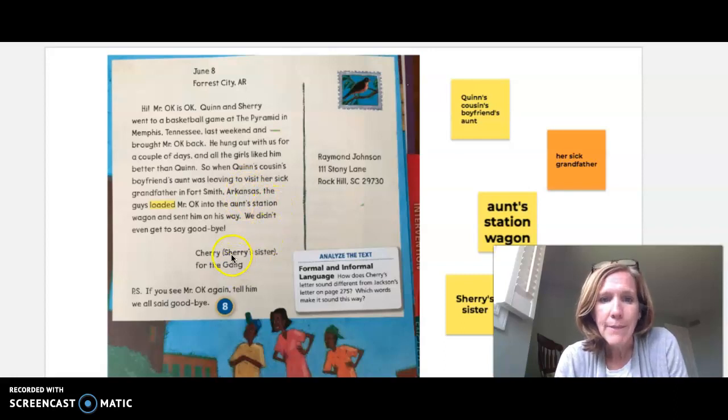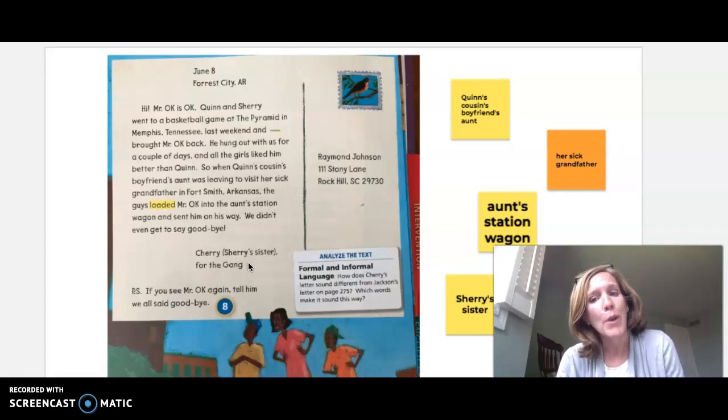And then down here again, Sherry's sister. Sister belongs to Sherry, so we have the word Sherry, and it does not end in an S, so we add an apostrophe and S, okay? But there's another place where there's possession, but they don't use a possessive noun, they use a possessive pronoun. And remember, a pronoun takes the place of a noun.